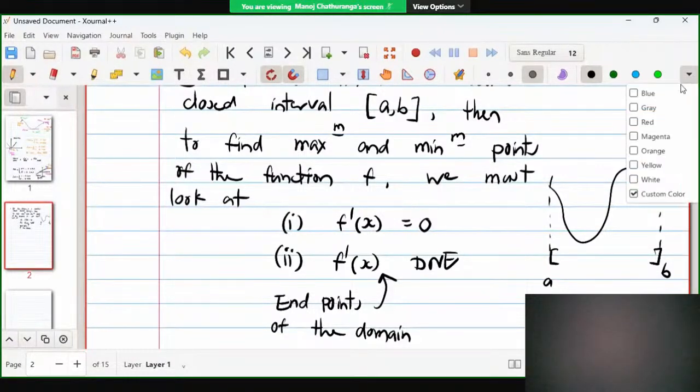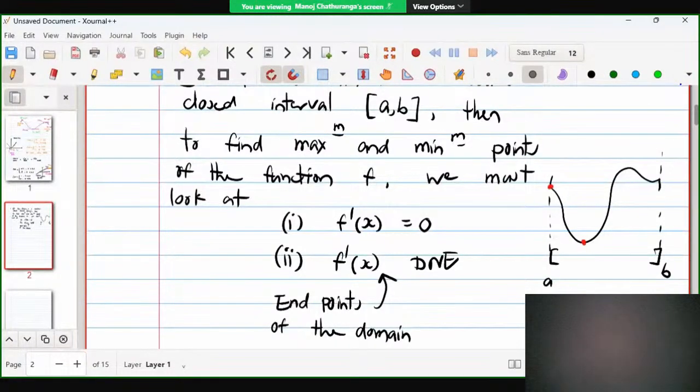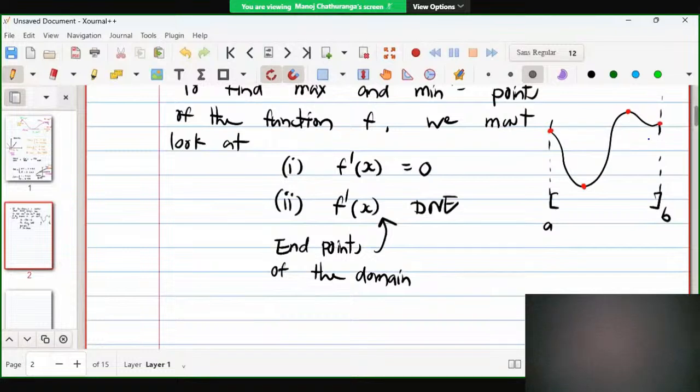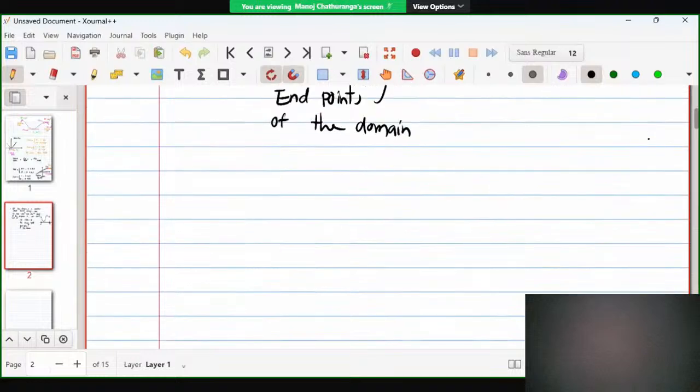So critical points are here, here, here, and here. These middle critical points are zeros of the derivative, and these endpoints are undefined points of the derivative. At those points, we have the function, but we don't have a well-defined derivative. We can talk about left and right limits of the derivative, but that doesn't mean it is the derivative.